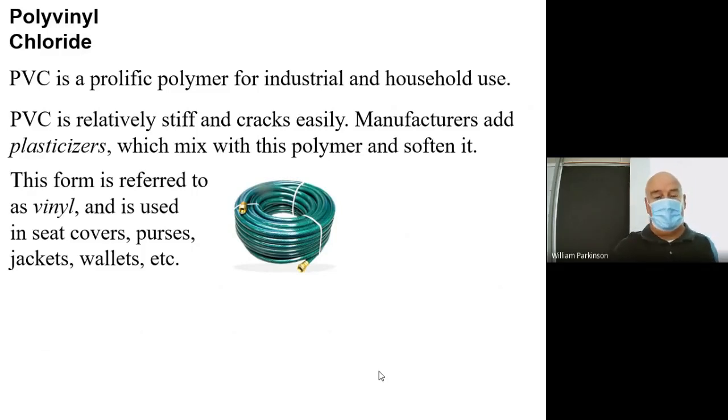So it's the addition of the plasticizer to the PVC that changes its characteristics. What the industry calls it when you mix the plasticizer with the PVC, they call it vinyl. And I'm sure we've all heard the name. If you have something made out of vinyl, it is just PVC, but it's PVC mixed with a component that makes it a little softer so that it's a little more flexible.